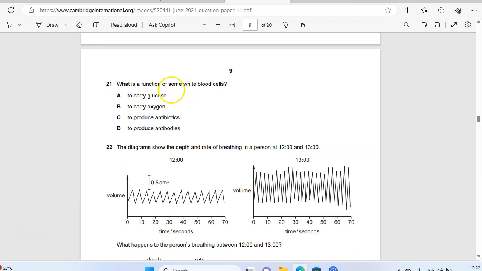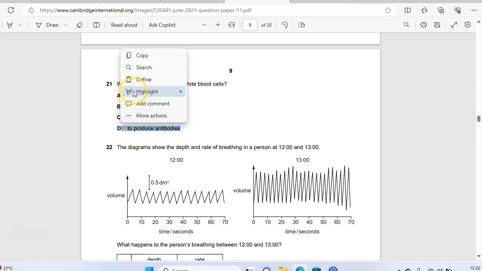21. What is the function of some white blood cells? White blood cells produce antibiotics? No. To carry oxygen and glucose, they are both never going to be the answer. So you have to choose between C and D. But to produce antibodies, the answer is D. This question is from your immunity chapter.